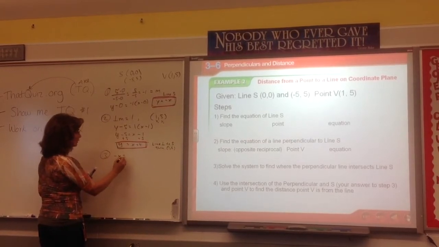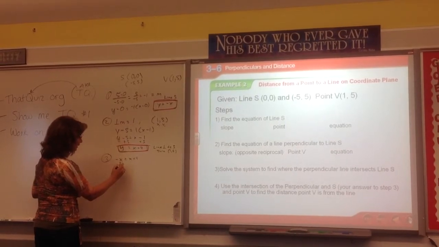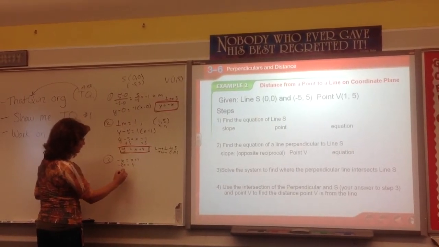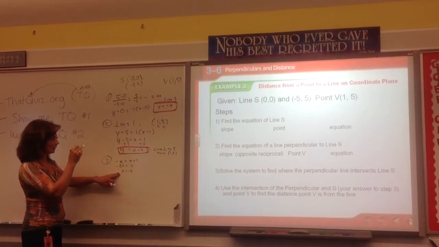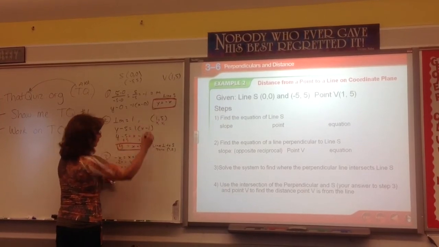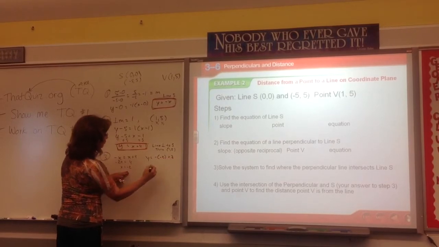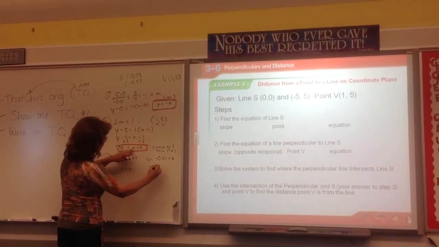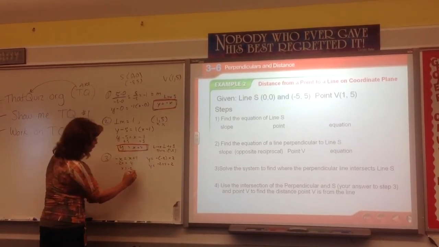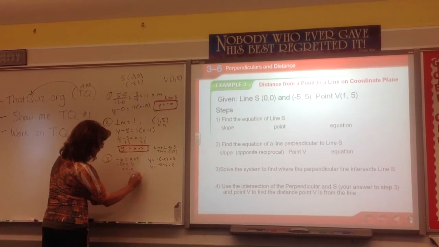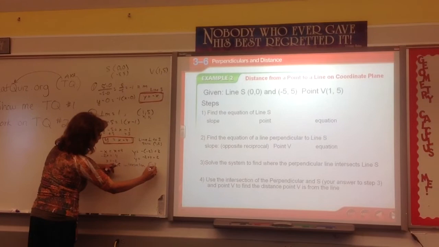And I can say negative x equals x plus 4. A little algebra, take away x from both sides, and I have negative 2x equals 4. Divide by negative 2, and I've got x equals negative 2. So now I know the x coordinate of that point. I can put it in y equals negative x to get 2, or I could use this equation, y equals negative 2 plus 4 equals 2, to get the y coordinate. So either way, my point of intersection is (-2, 2).